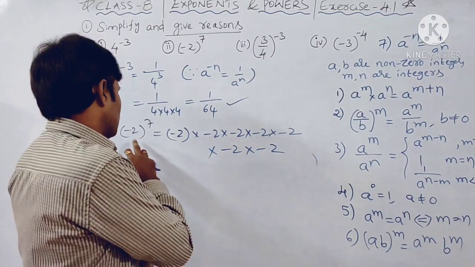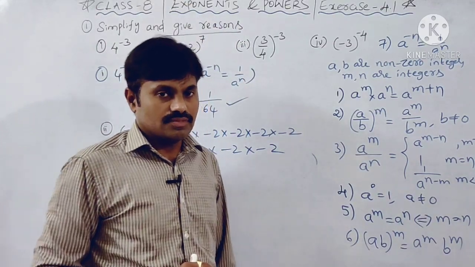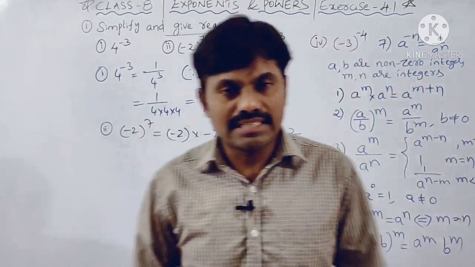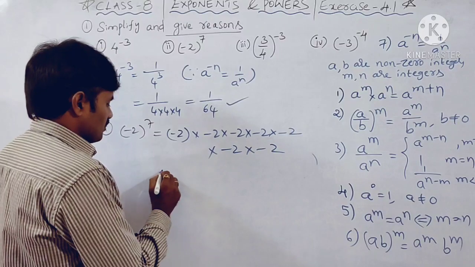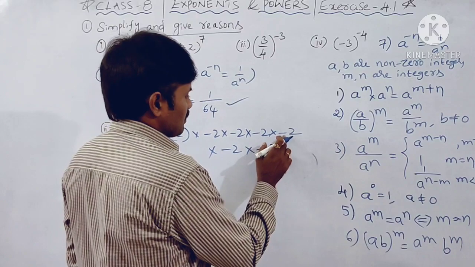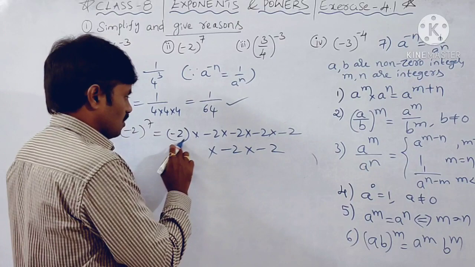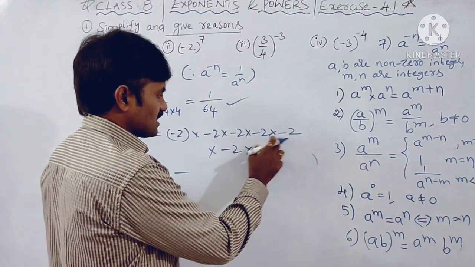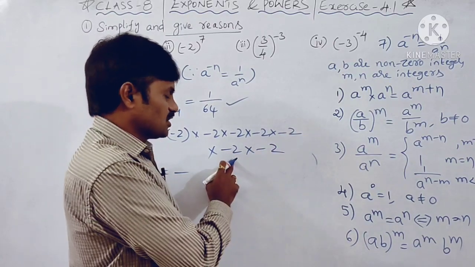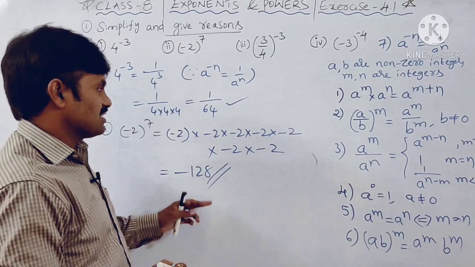Now here the power of minus 2 is 7, which is odd. So if a negative integer is raised to an odd power, we get a negative integer itself. So minus into minus plus, plus into minus minus, minus into minus plus, plus into minus minus, minus into minus plus, plus into minus minus. Now 2 2s are 4, 4 2s are 8, 8 2s are 16, 16 2s are 32, 32 into 2, 64 into 2, 128. So what is the answer? Minus 128 is the answer.